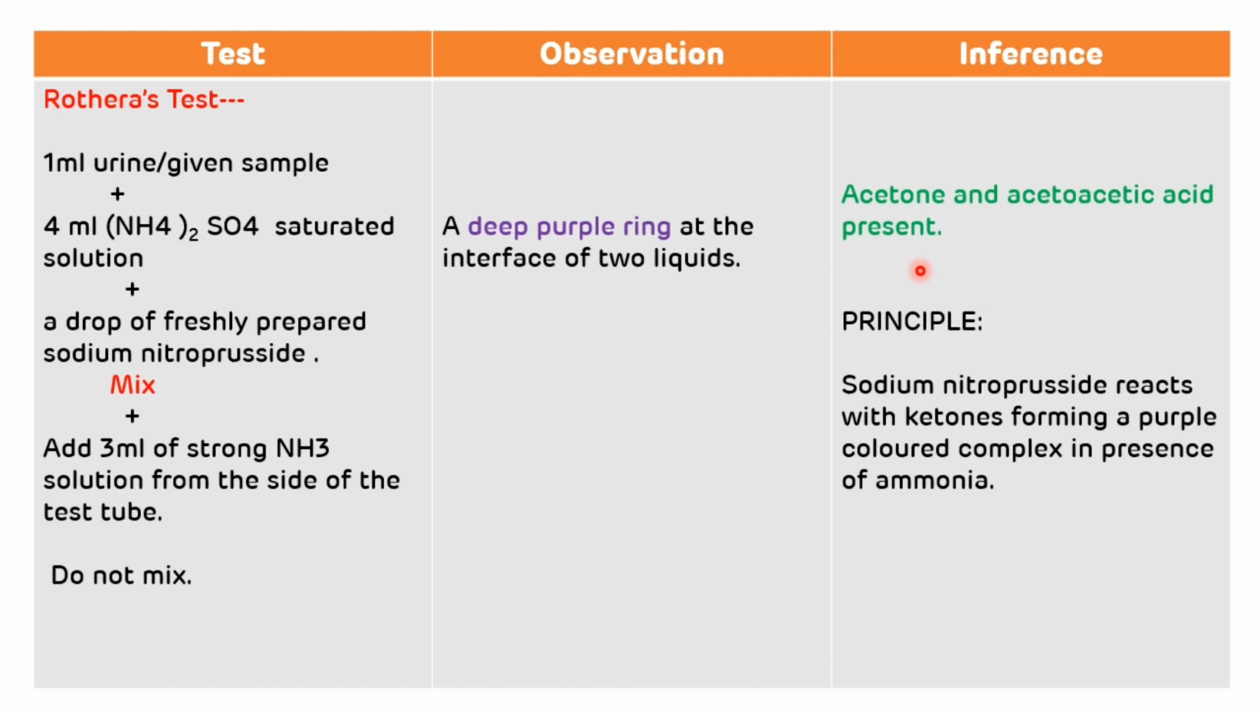And the principle of Rothera's test is that sodium nitroprusside reacts with ketones forming a purple color complex in the presence of ammonia. Another test which is done for the detection of acetoacetate is Gerhardt's test. So that is the procedure, observation, inference and principle of Rothera's test.